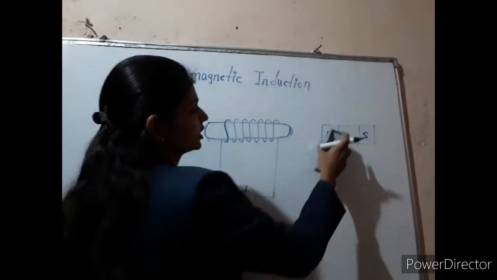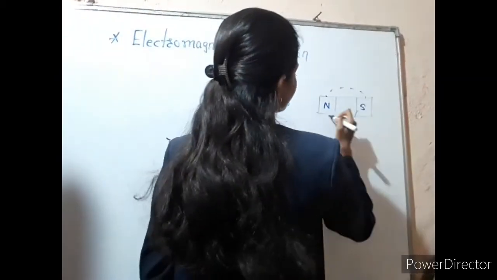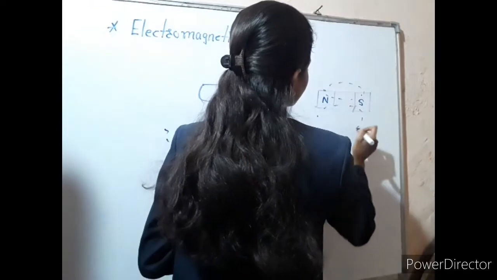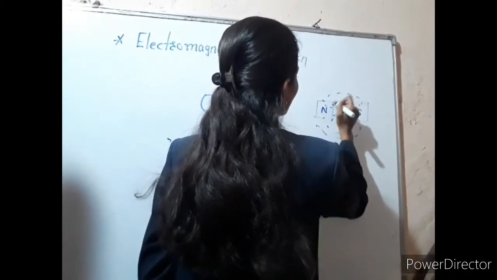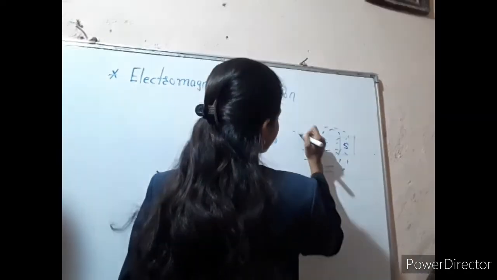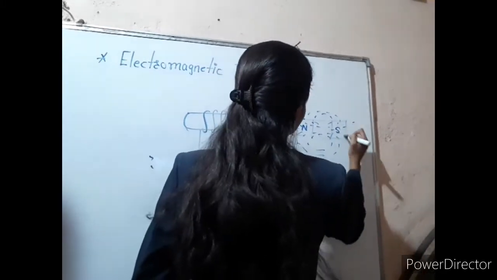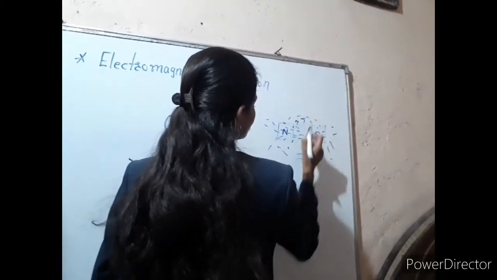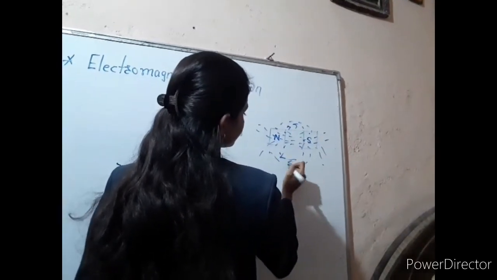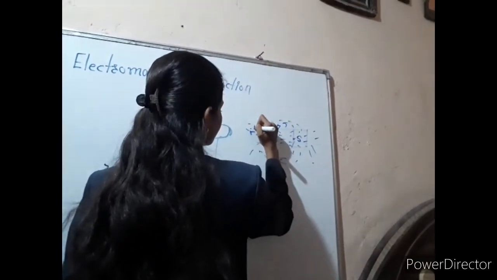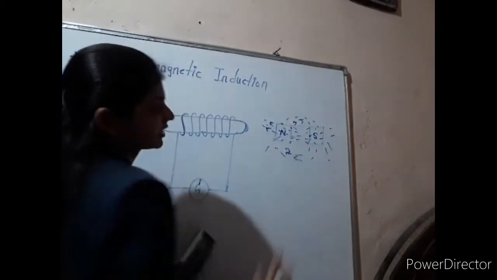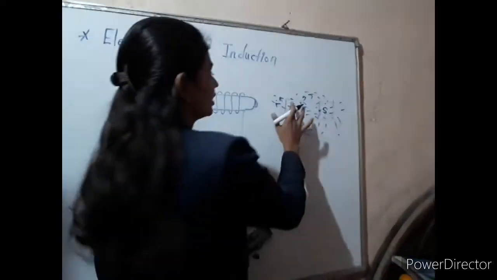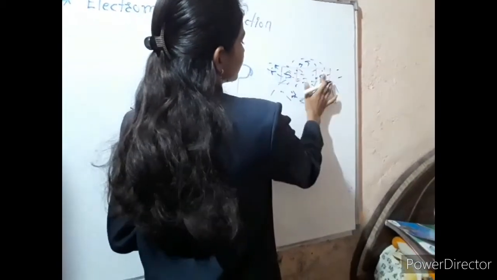So here one more thing, this is the magnetic field around the bar magnet. When we insert these lines, at that time it can produce electric current. Again here one more thing.